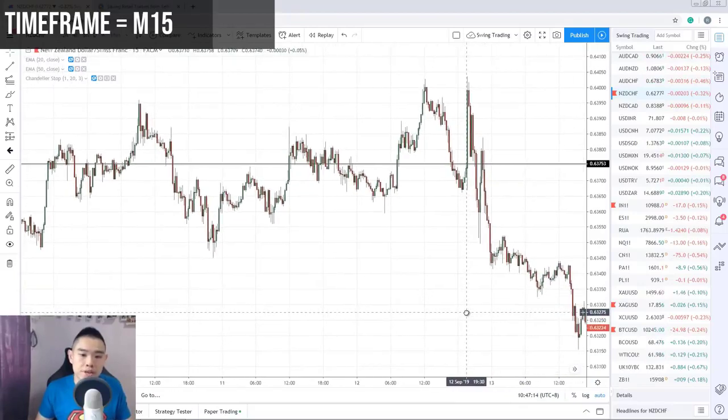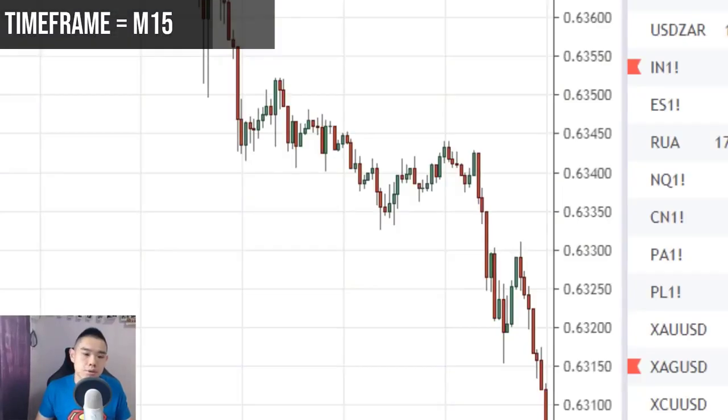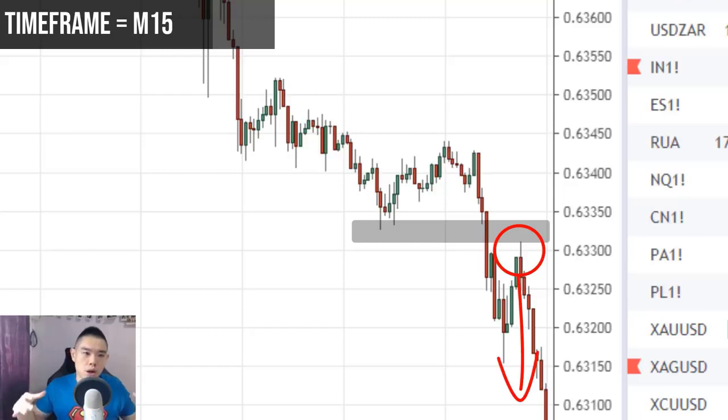Or maybe you could look for a retest of a previous support turned resistance, like maybe this one over here. Price breaks down, then you have a retest of previous support turned resistance. This could be another opportunity to short. So hopefully this gives you an idea of how intraday traders work.